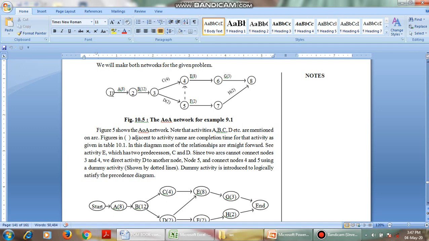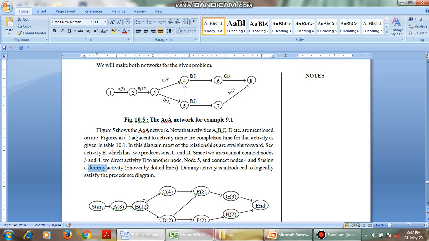The first activity is A, done in 8 days, and after its completion we go for activity B, which completes in 12 days. Then the third activities are C and D, followed by E and F. These dotted lines we call dummy activities. This is the starting node and this is the ending node. These lines we call arcs.